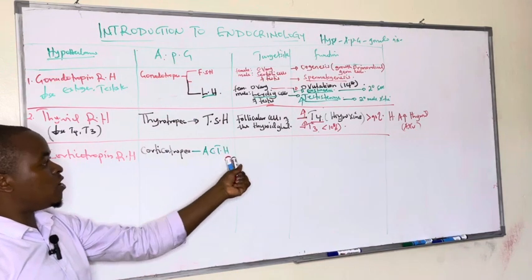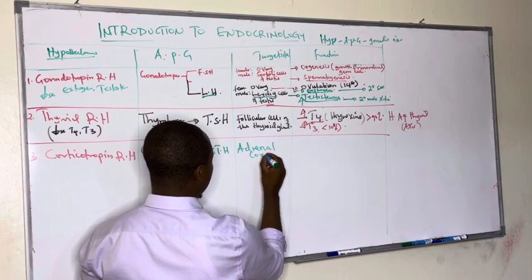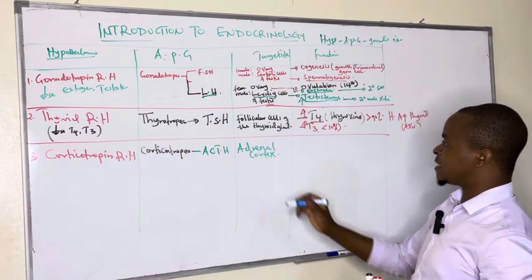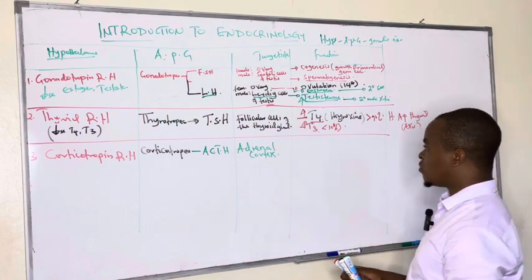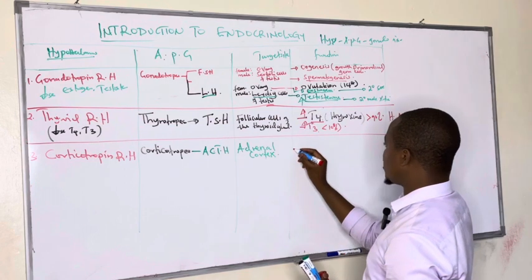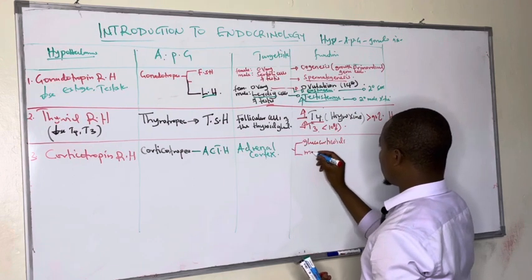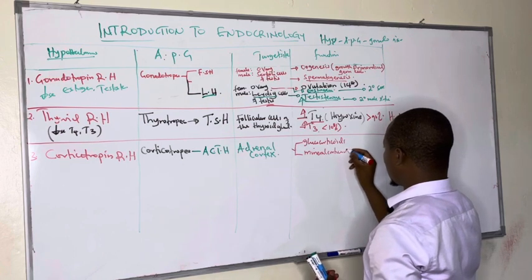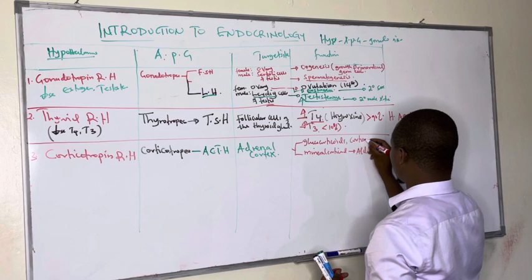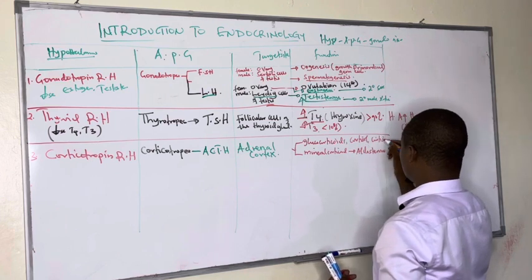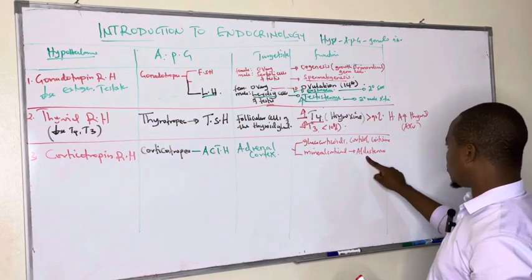After releasing this adrenocorticotropic hormone, its target site is the adrenal cortex. Don't say adrenal gland, be specific. Its target site is the adrenal cortex, as we saw that the adrenal has both medulla and cortex. And when it reaches the adrenal cortex, it stimulates the adrenal cortex, depending on the need, to release either glucocorticoids or mineralocorticoids. For mineralocorticoids we saw aldosterone. For glucocorticoids we saw cortisol and cortisone.